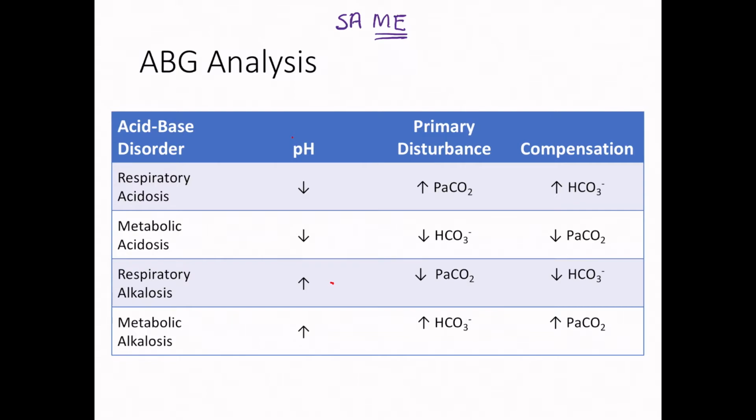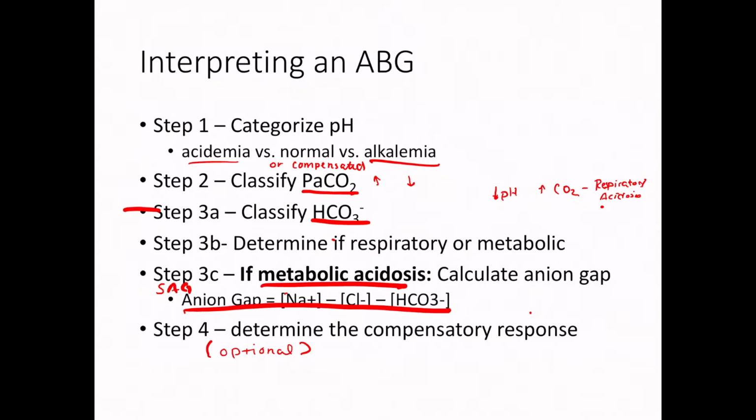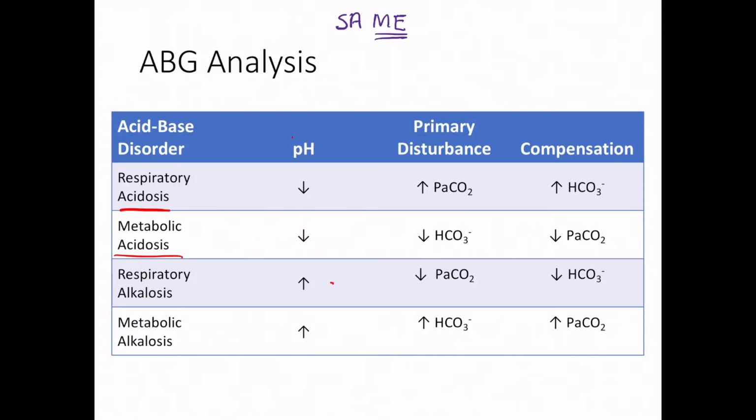So when you're analyzing the ABG, it's pretty easy to tell whether or not you have an acidosis or an alkalosis, because you'll just look and see, is my pH high or low? If my pH is high, alkalosis. If my pH is low, acidosis. When we are looking for whether or not it's a respiratory or metabolic cause, this takes a little bit more thought.